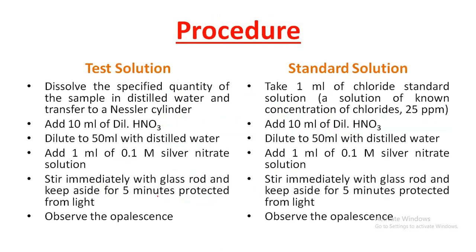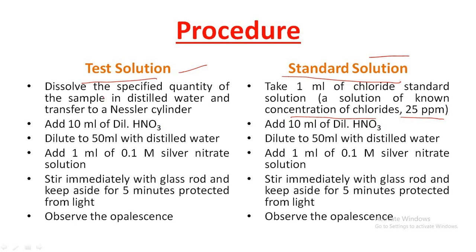Now move to the next, that is the procedure. So what is the procedure for performing the limit test for chloride? You have to prepare two different solutions. One is the test solution which will contain your sample, and another one will be the standard solution which will contain a known concentration of the chloride. Generally, a 25 ppm solution of sodium chloride is used as the standard during the test.